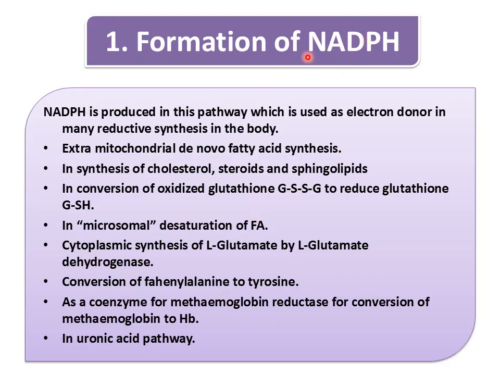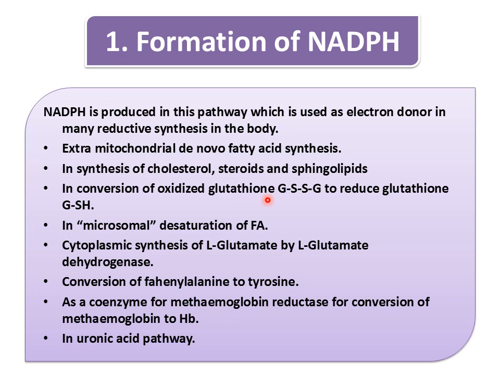The first is formation of NADPH. This NADPH molecule formed in the HMP shunt is very important. Why is it very important? Because it is used as an electron donor in many reactions. It plays a role in de novo synthesis of fatty acids, then in the synthesis of cholesterol, steroid hormones and sphingolipids.